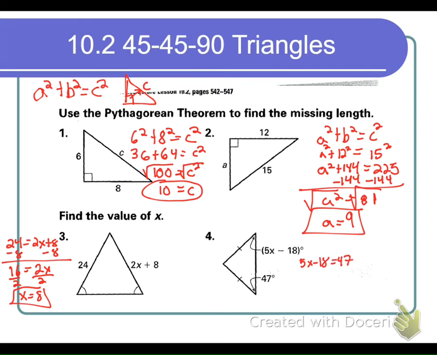What's my first step? Yep, plus 18. What do you get when you add it? 65. Ooh, let me catch up. There we go. Next step? Divide by 5. X equals? 13. X equals 13. Nice job, guys.